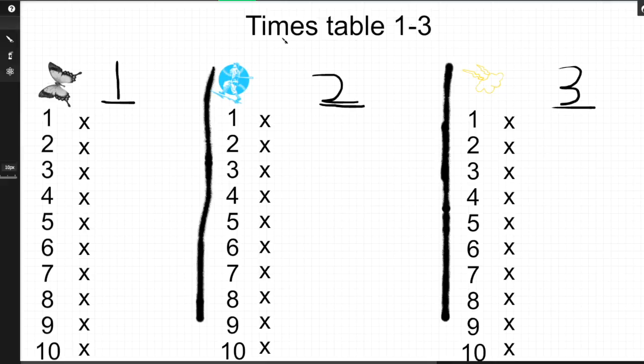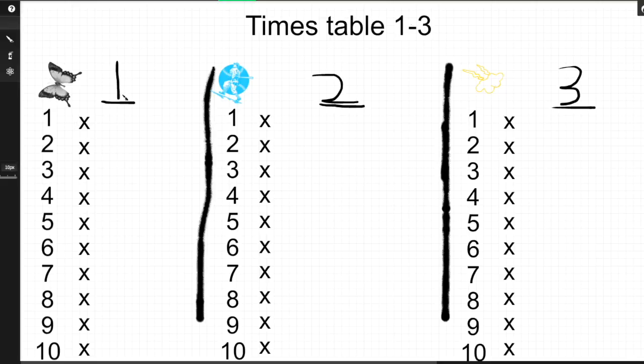We're going to be learning the 1, 2, and 3 times table. A tip for this: it's really important in math to know your times table, but there's no real method for this. It's more of a memorizing game, so you just have to practice. It's not that difficult for the 1, 2, and 3, but it might get a bit harder. We're only going to do it up to 10, so let's go over it.